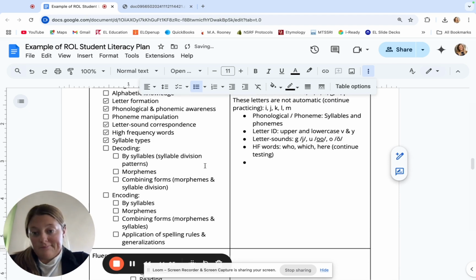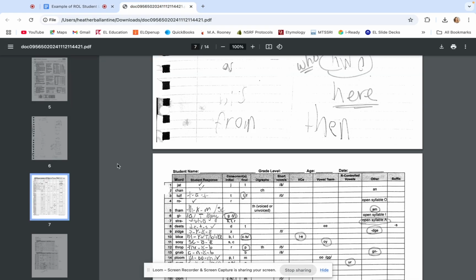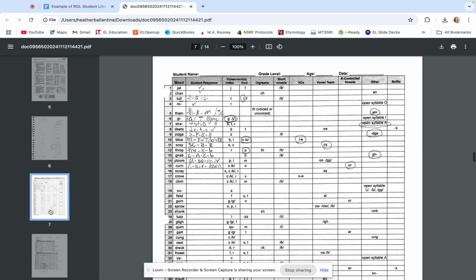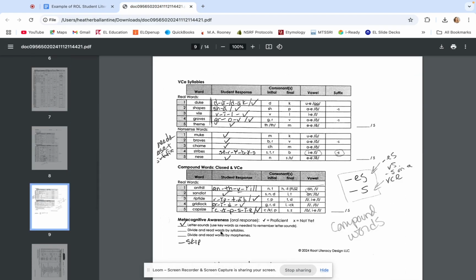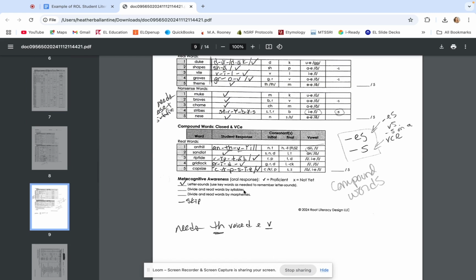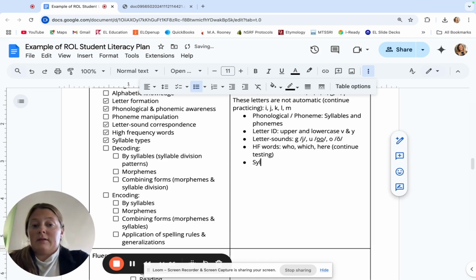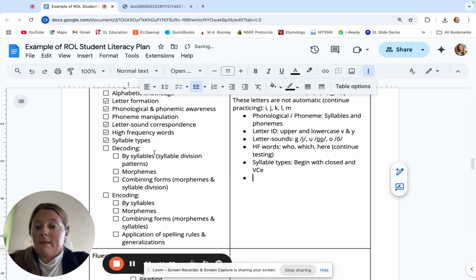Syllable types. He needs syllable types. That's going to help him with decoding and spelling. So that's getting into the metacognition, able to divide and read words by syllables. So like the word is closed, the vowel is short, or it's vowel consonant E, so it says its name. That's going to really help him. So I'm going to put syllable types begin with closed and vowel consonant E.